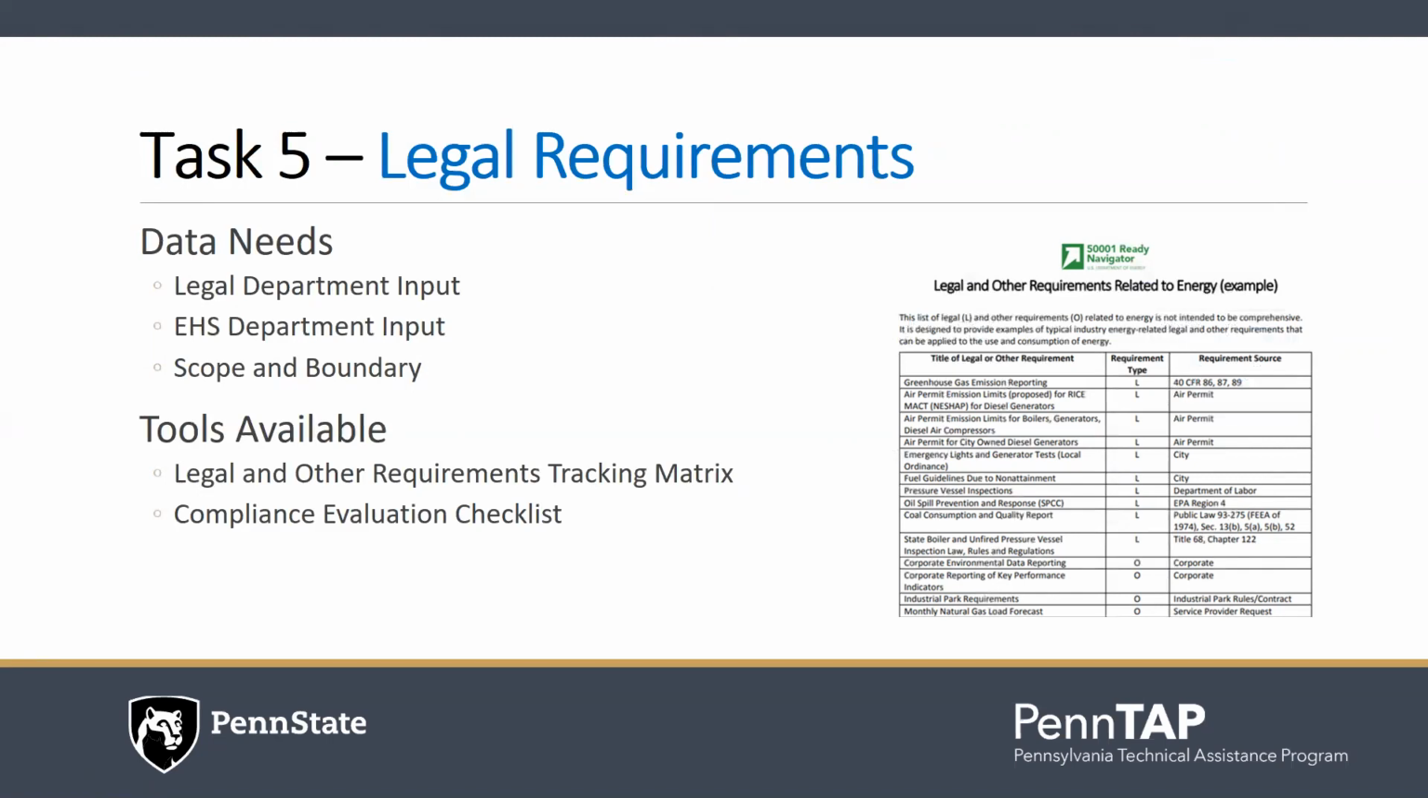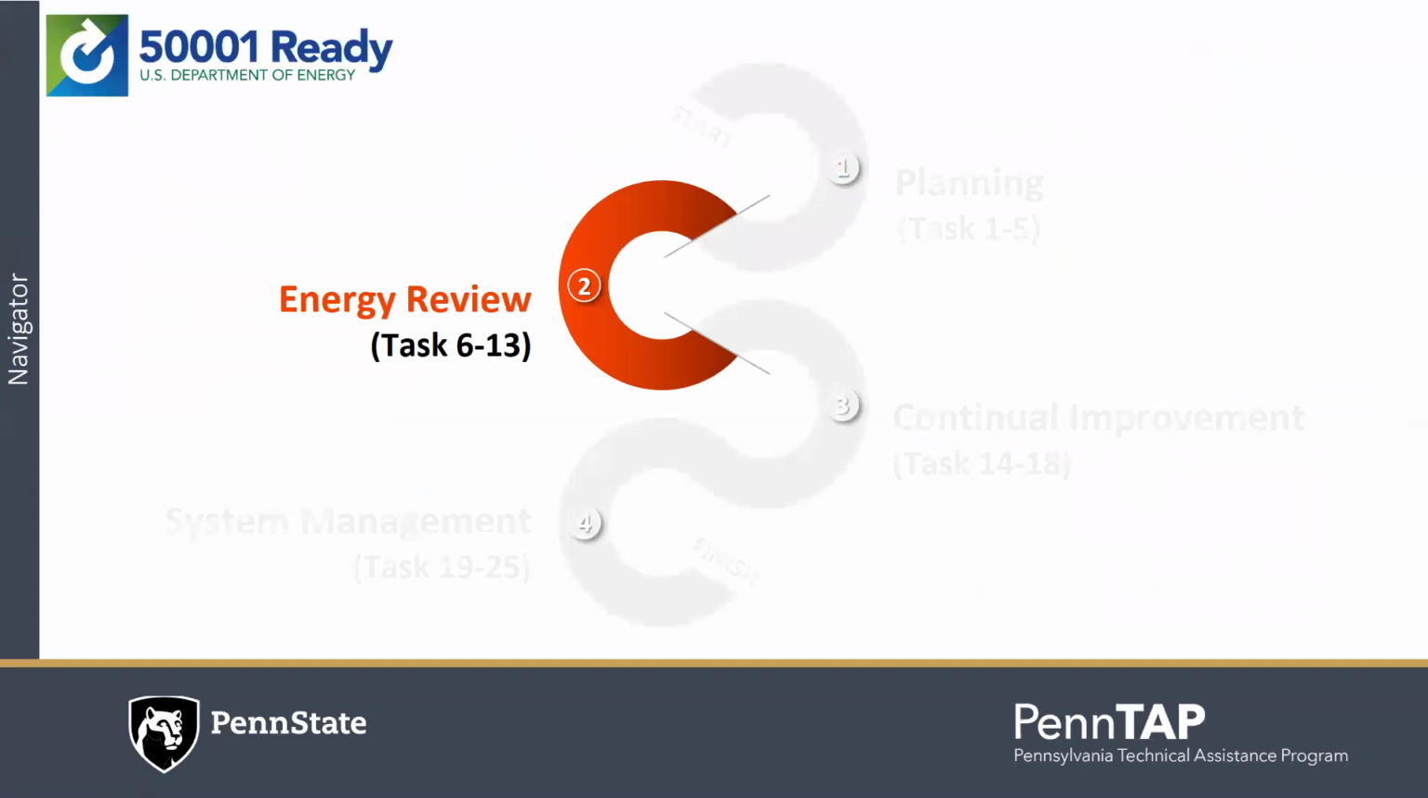So there's a legal and other requirements tracking matrix provided by the Department of Energy that can help you review this. And there's a compliance evaluation checklist, which, as an example for the legal and other requirements checklist, has listed out different US EPA permit regulations. So air permit emission limits for boilers is what I was referring to earlier, that if you use too much fuel, you'll exceed those limits and have other legal issues. So that's the planning phase.